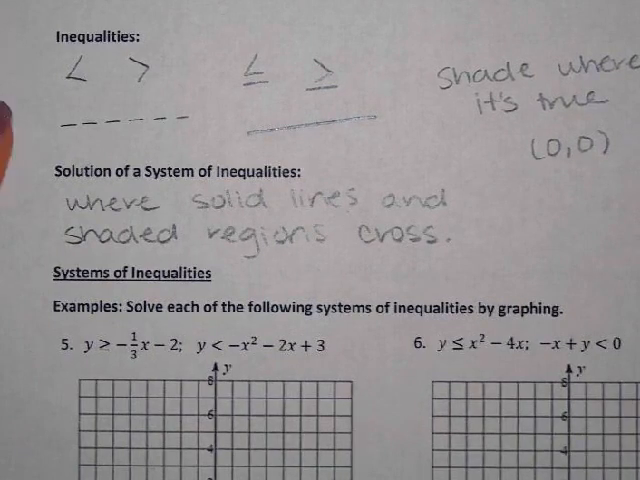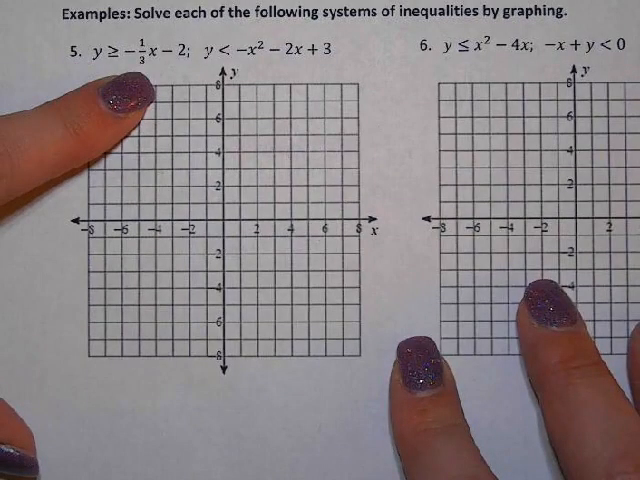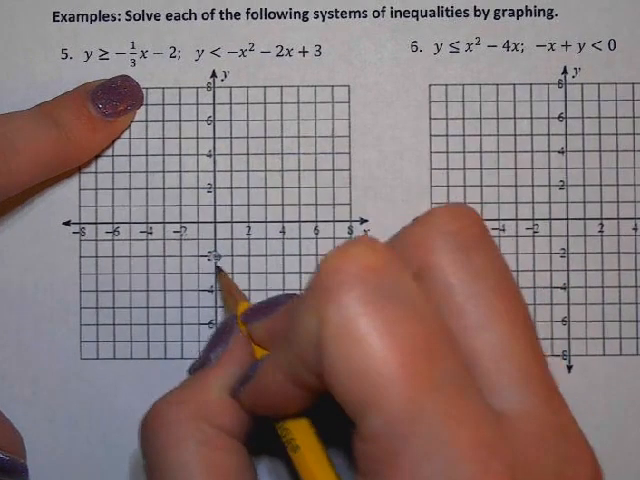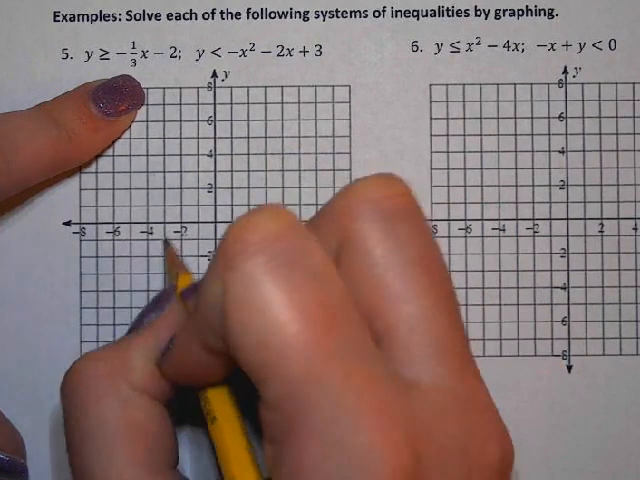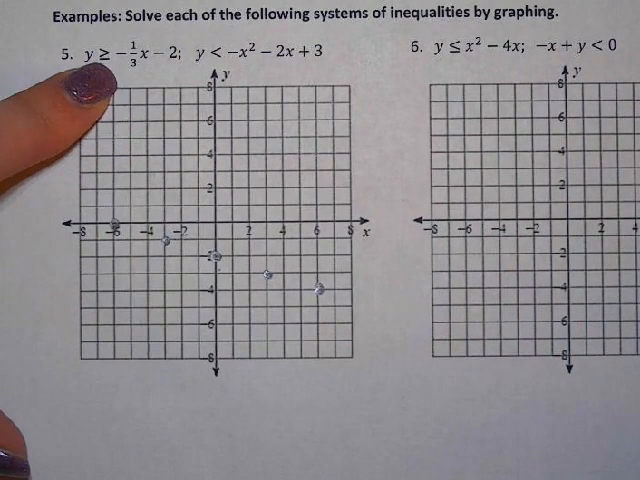Okay. So let's go ahead and start with this one. We've got negative 1/3 x minus 2. Where should we start? Minus 2. And where do I go? Down 1, right 3. That says greater than or equal to. So is that a dotted line or a solid line? Solid.